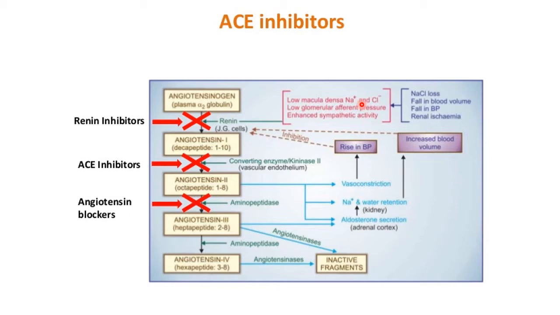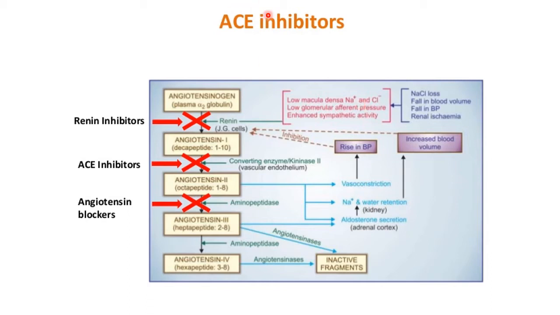Moreover, this angiotensin 2 causes secretion of aldosterone from the adrenal cortex. This aldosterone causes sodium and water retention. This will also increase the blood volume. So the body has attempted to maintain the blood pressure. This is normally occurring in our body. I have told you that our kidneys have a major role in control of our blood pressure.